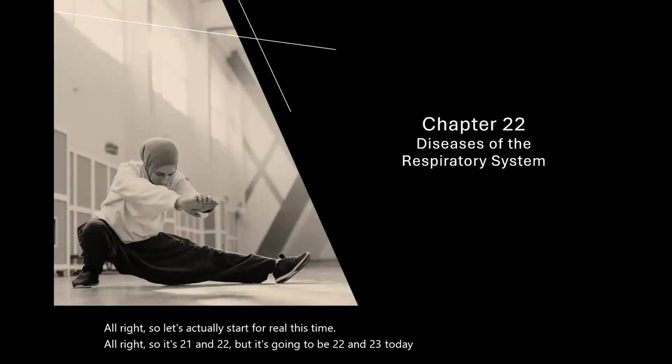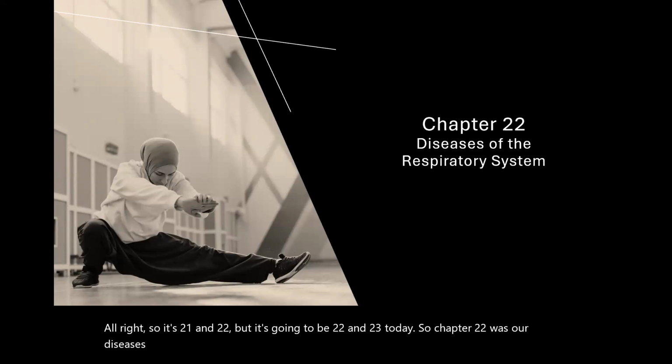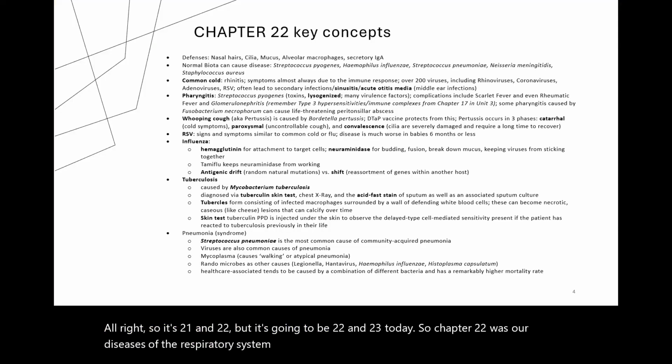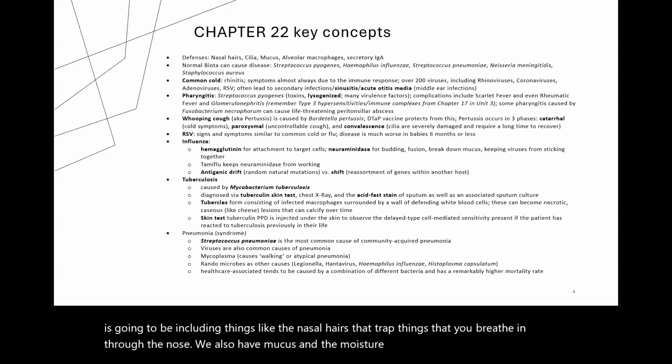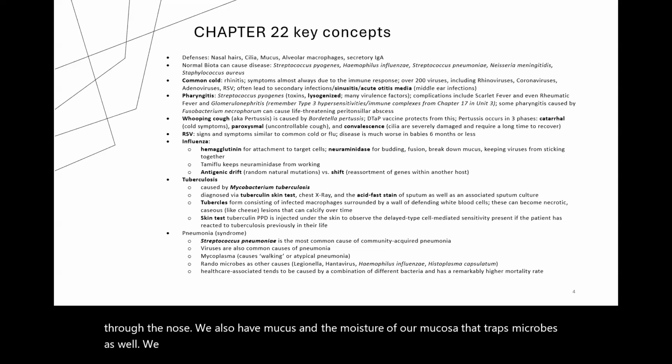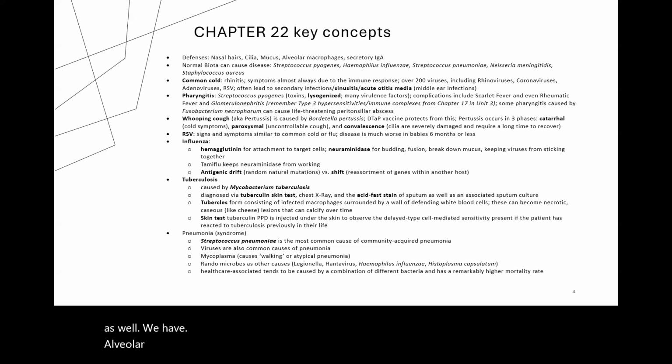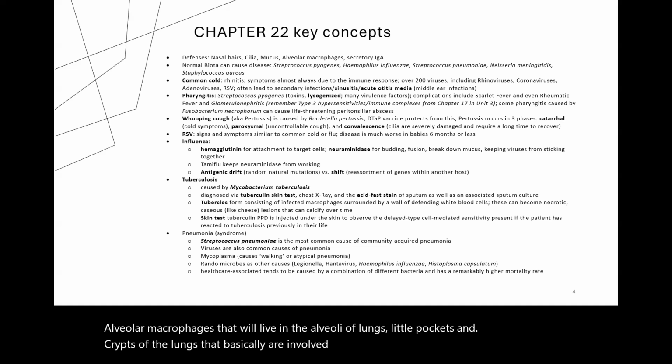So chapter 22 was our diseases of the respiratory system. Getting to our defenses, reminding you guys of those. This is going to be including things like the nasal hairs that trap things that you breathe in through the nose. We also have mucus and the moisture of our mucosa that traps microbes as well. We have alveolar macrophages that will move in the alveoli of the lungs, little pockets and crypts of the lungs that basically are involved in our gas exchange there.